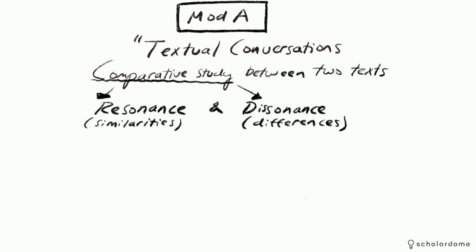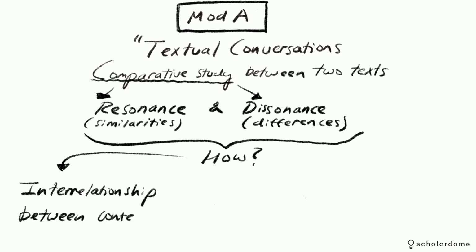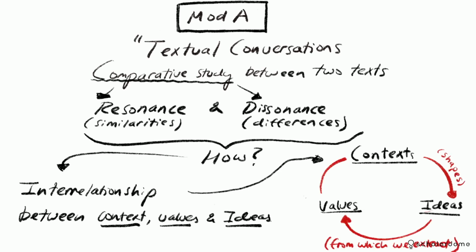Now, I'm not going to decipher the key points and terminologies in these modules in detail in this particular lesson, but to keep this short, what we're trying to do here is look at the interrelationship between contexts, ideas, and values. The context shapes the ideas from which we extract the values, and the values reflect the context.